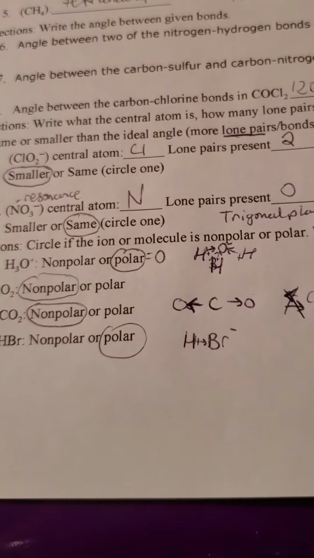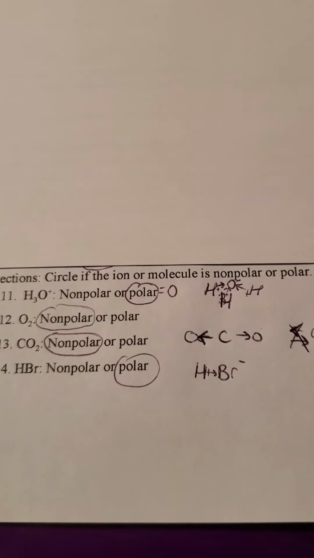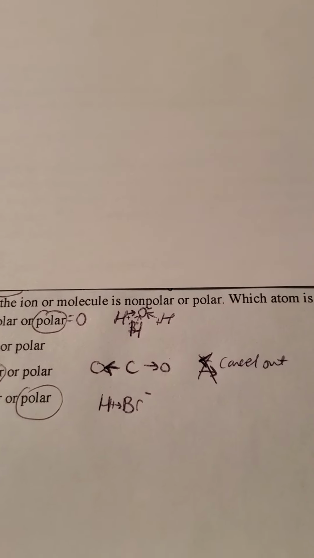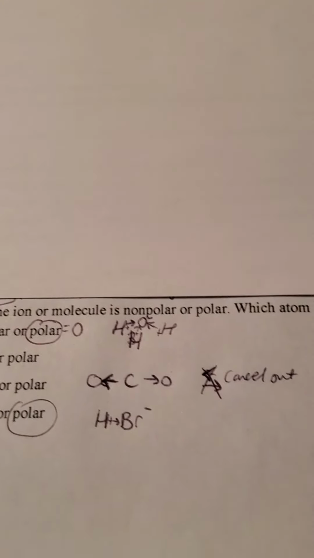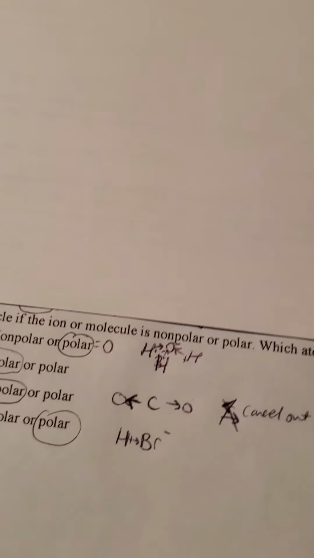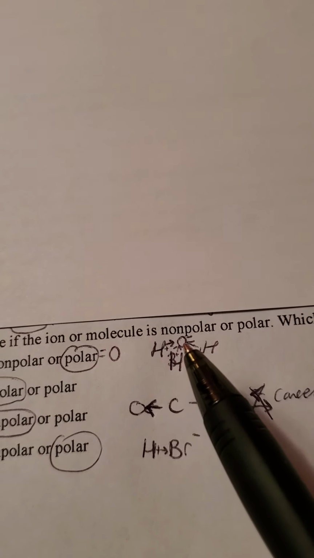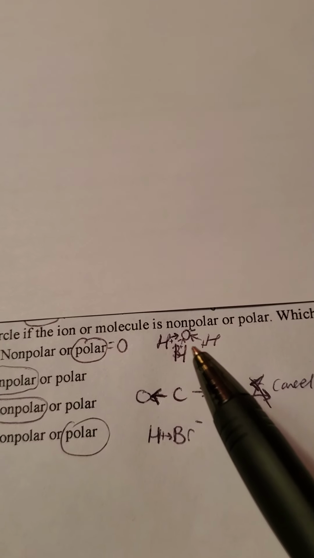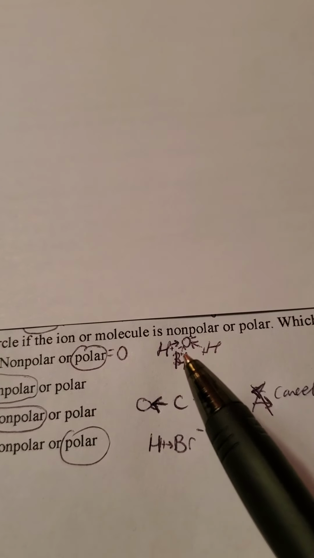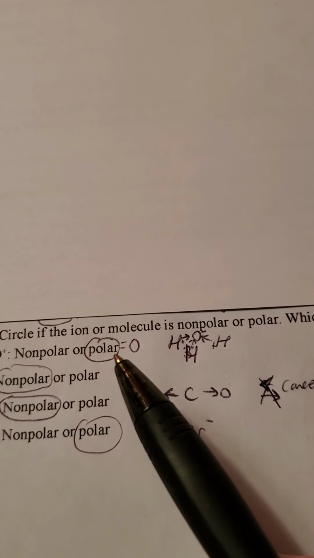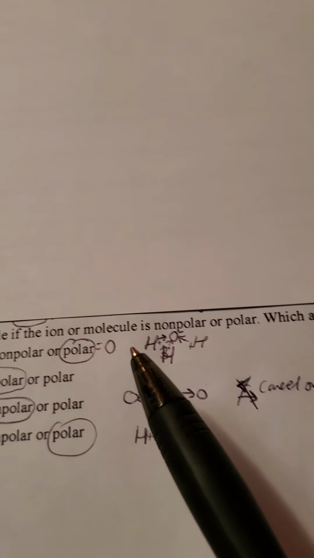And so the last set of directions that we're going to do is circle if the ion or molecule is nonpolar or polar, and what atom is most negative. So for this one, the H3O+, we know that the H's are going to be more positive and the oxygen is going to be more negative. So as they're going in, it's going to have this positive on the outside, then an arrow to the negative. So that means it is polar, and the oxygen would be the most negative.